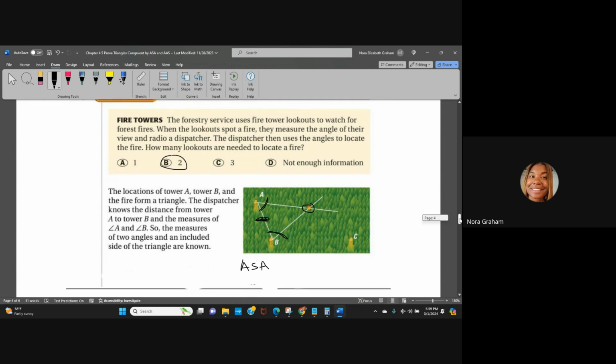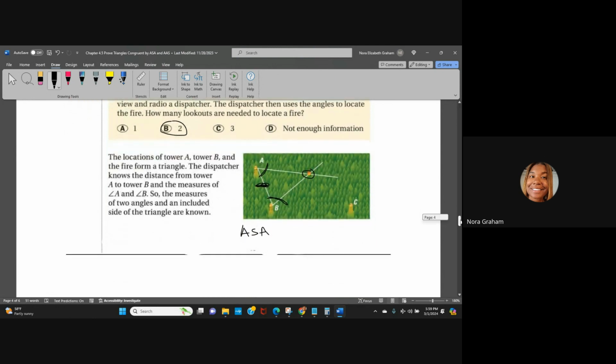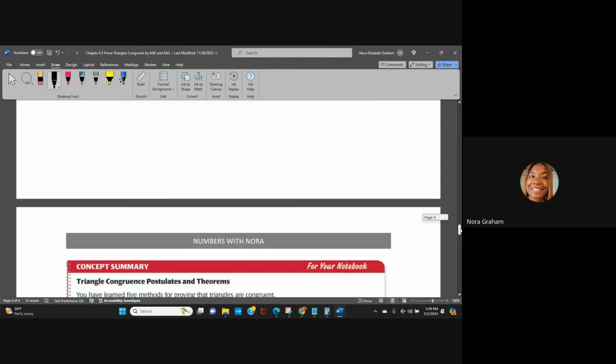Okay. Because we only need 2 lookouts. We don't need this lookout, because we're able to see what's going on with the fire with just those 2 angles. And that's all the information they gave us.